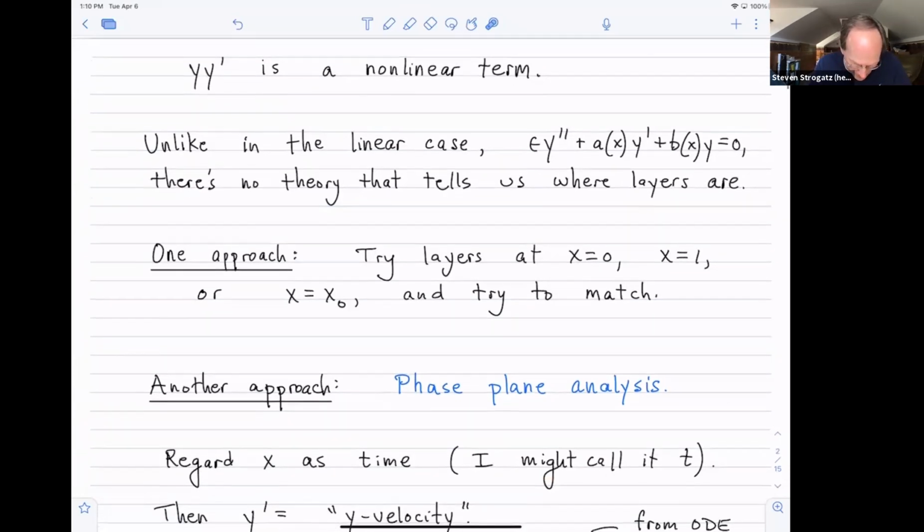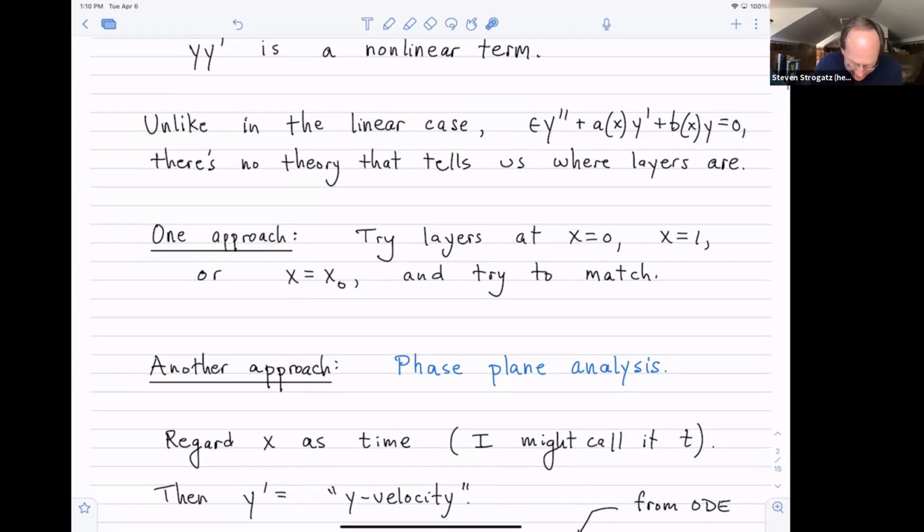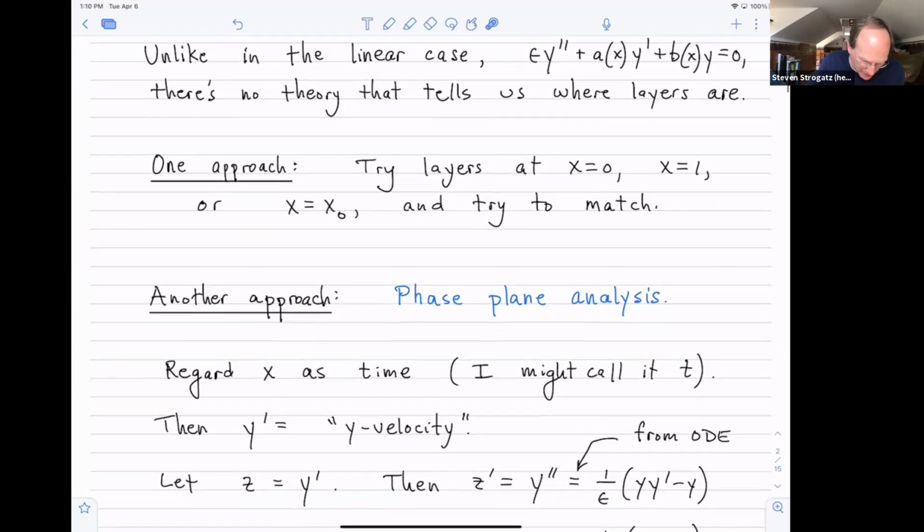But if you take this point of view, then you would think of the dependent variable y, like if I imagine it as a displacement of a mechanical system, then y prime would be the rate of change of y with respect to time. That would be like a velocity, right? So think of y prime, if you want, as a velocity, or maybe more specifically, the velocity of this y variable. And then it's going to be convenient to introduce another variable, z, which is y prime. The reason for that is because I've got this second derivative in the problem. We had an epsilon y double prime term.